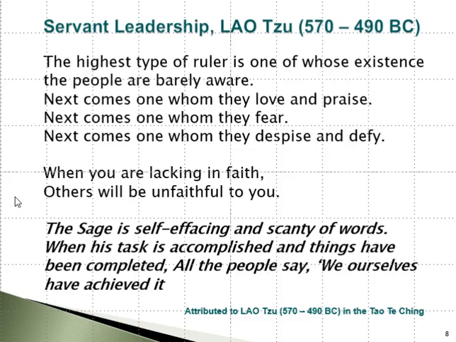Lao Tzu is an example of this, where we look, and he wrote quite a bit on leadership. A couple of examples here: the highest type of ruler is one whose existence people barely are aware of. The next level is leaders that people love and praise. Then there are leaders who come to leadership through fear. And then there are some leaders that people will respond to and follow out of despise or deference.